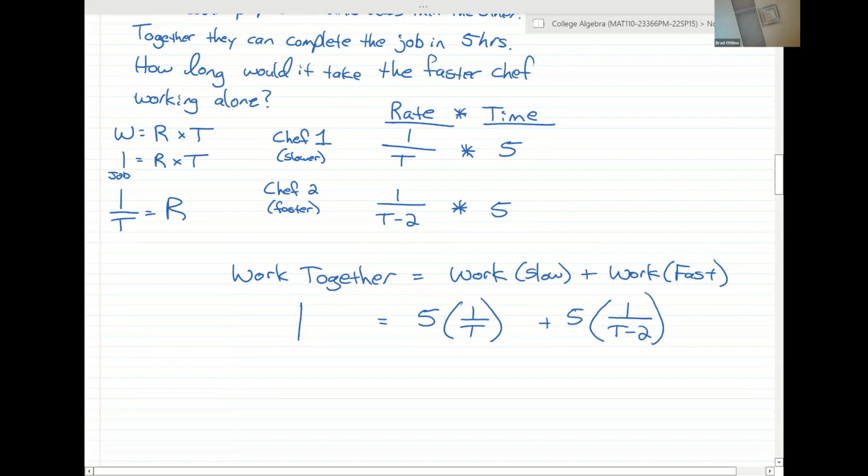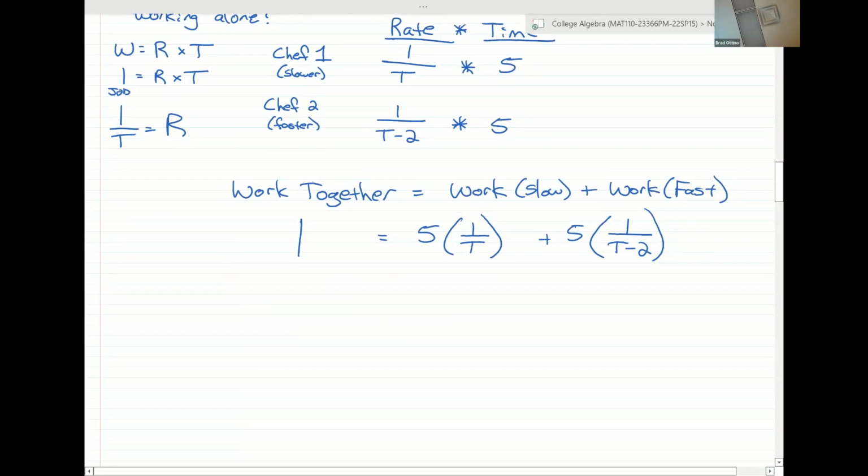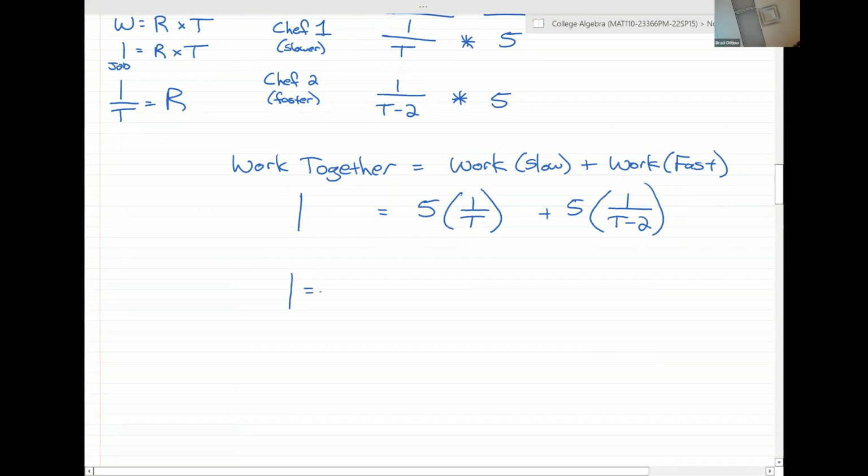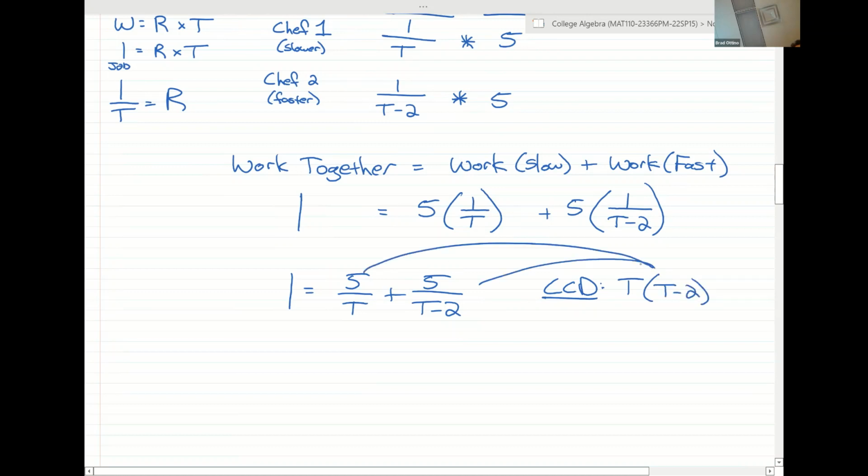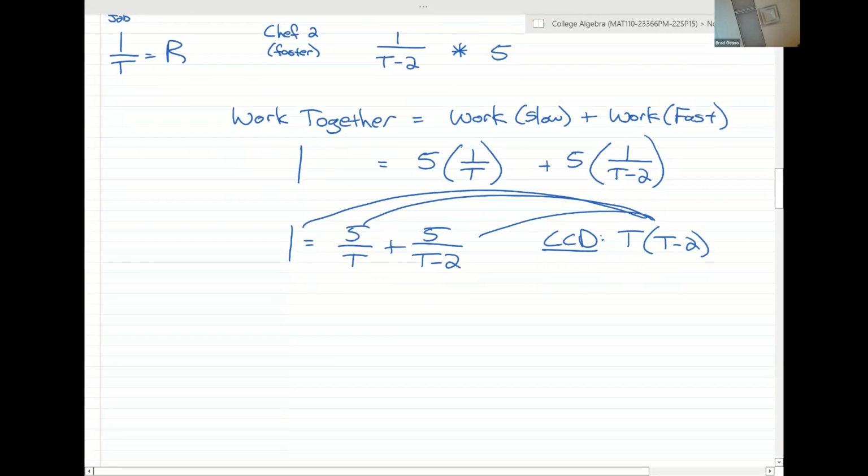When we go to solve this, that's going to give us the answer for the time it takes for the slower chef to do it by themselves. So let's go ahead and do this here. To simplify, it would be 1 is equal to 5 over t plus 5 over t minus 2. Just like before, we'll solve it by multiplying by our LCD, which is t times t minus 2. Now we just have to multiply and solve.